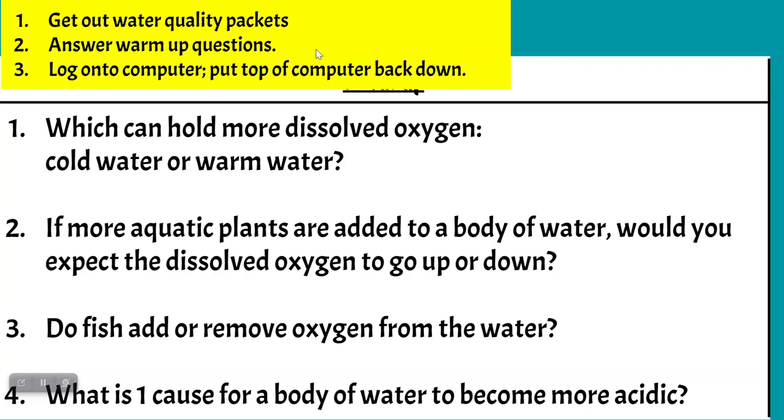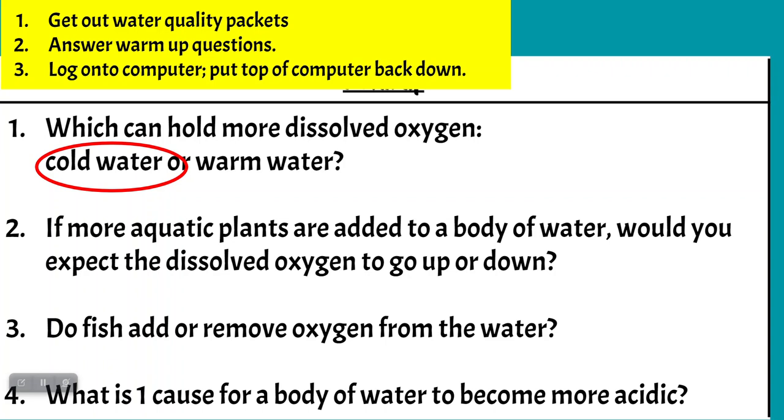All right, warm-up questions. Which can hold more dissolved oxygen, cold water or warm water? So think back or look at your notes and think about that. The answer is cold water can hold more dissolved oxygen. So that's good for animals because they need oxygen to breathe. And so cold water is great because it holds a lot of dissolved oxygen.